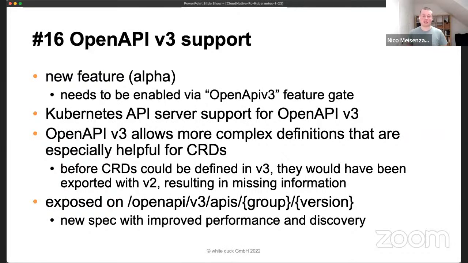But now it's just a new feature, enabled or not enabled by default. If you enable it, the API version 3 gets exposed on a different endpoint. So it's basically /openapi/v3, your API, your groups, and then your versions of your resources. And there's also an updated spec on how the API endpoints get exposed to improve performance and further stuff. So I think it's a bigger change. It will pretty sure take some time until this is stable, but it allows us to implement and define some more complex things, especially with custom resource definitions.